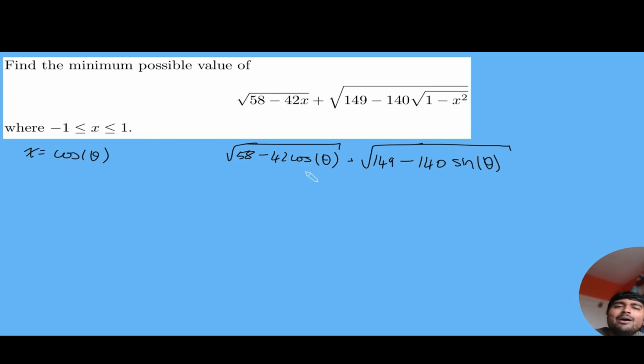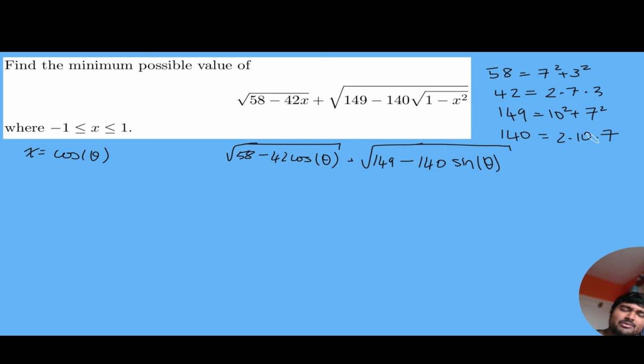So we have this here, but how on earth does this help? Well, the trick is to make an observation. 58 is 7 squared plus 3 squared. What about 42? 42 is 2 times 7 times 3. Maybe you can spot something there. We're going to do something similar over here. 149 is 10 squared plus 7 squared, and 140 is 2 times 10 times 7.